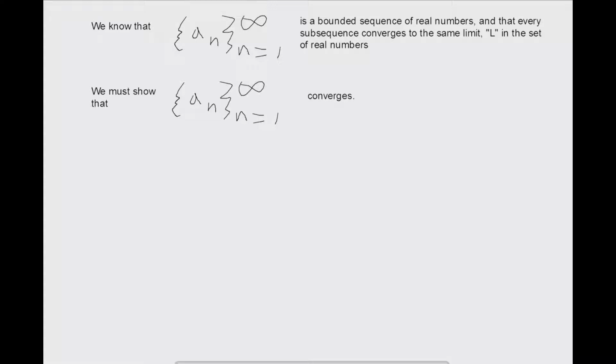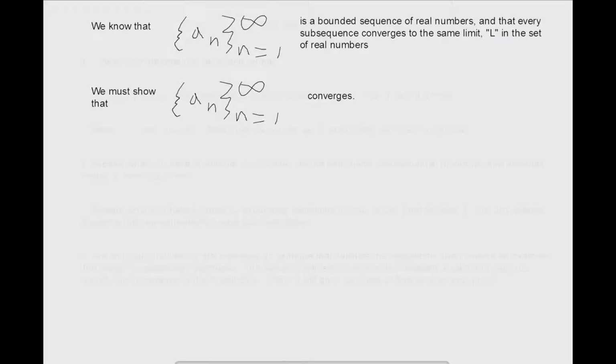Now I'm going to be taking you through a sample problem that I was assigned. The problem I got was: if the sequence a_n from n equals 1 to infinity is a bounded sequence of real numbers, and every subsequence converges to the same limit L in the set of real numbers, then the sequence a_n also converges.